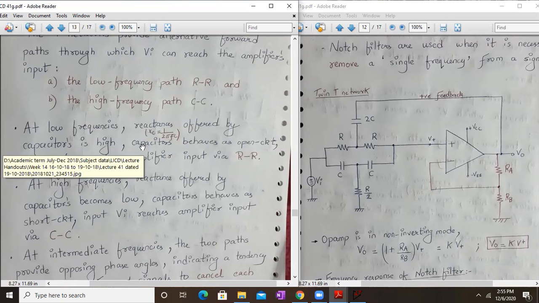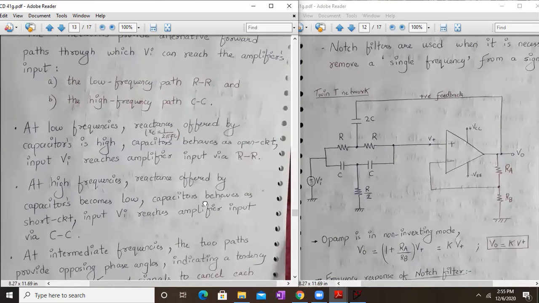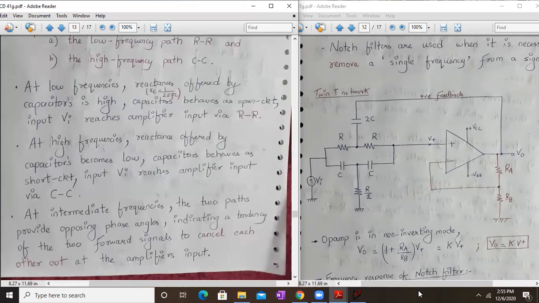So all the capacitors will behave as an open circuit, but the input will reach the amplifier via this network R and R, because resistors have no effect on the frequency. Now, at higher frequencies, the reactance offered by the capacitances becomes very low, so capacitors behave as a short circuit. If you have a resistor and a short circuit, the short circuit part will be preferred because the current always prefers the least resistance path. So at a higher frequency, the capacitors behave as a short circuit, and the input signal reaches the input terminal of your op-amp via the two capacitors C and C.